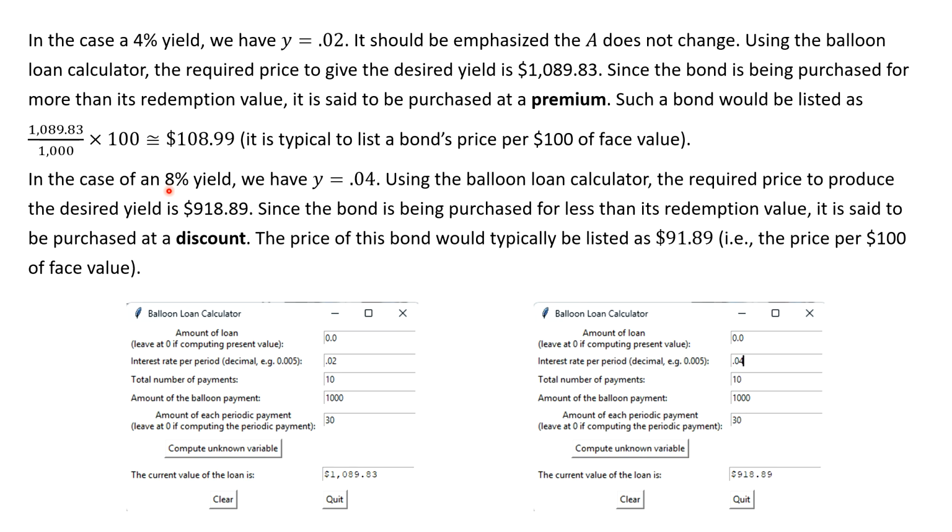Then the same thing for an 8% yield. We need to compute the semi-annual yield, so 0.04, 10 payments. Again, the redemption is still $1,000. The coupon is 30. You plug all that in, and you get $918.89. So this is known as selling the bond at a discount, since it's less than the face value, and this is buying or selling the bond at a premium, since it's more than the face value.